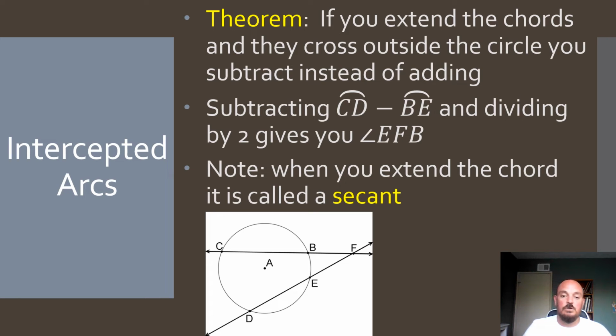And now let's go to the theorem. So we have two intercepted arcs again. We have this bigger one here from C to D.